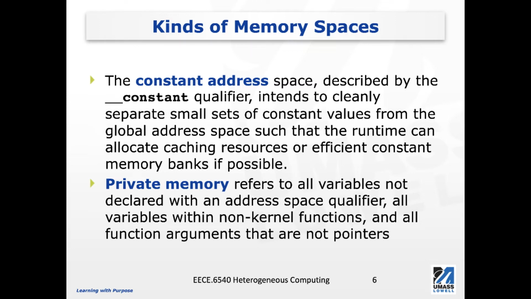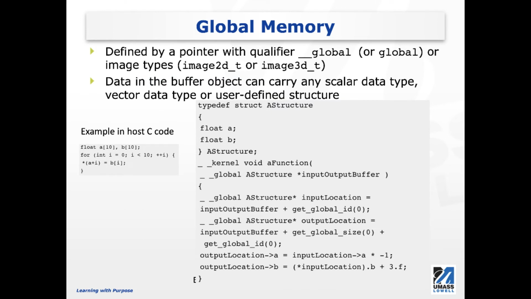To declare an object in the global memory, you will use the qualifier __global or simply global, or image types. And data in the buffer object can carry any scalar data type, vector data type, or user-defined data type. Let's look at this example.